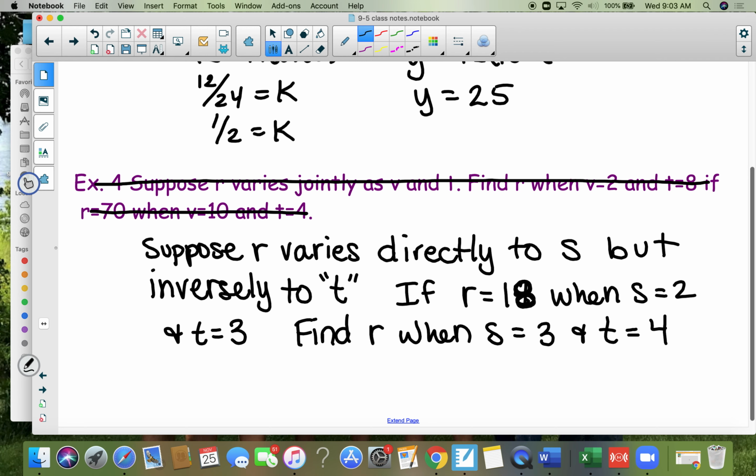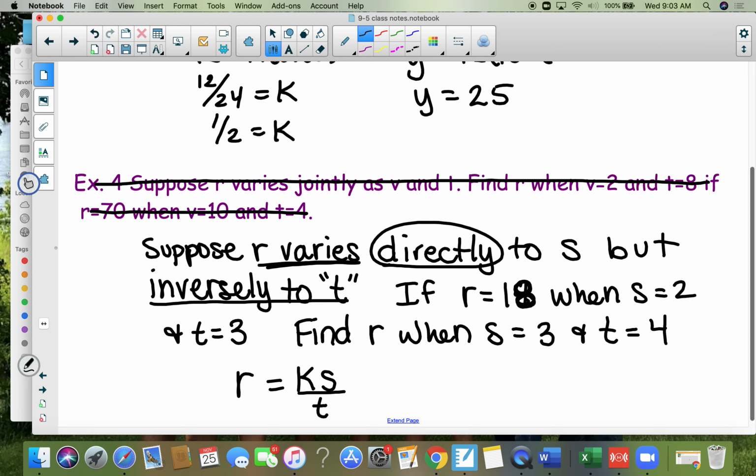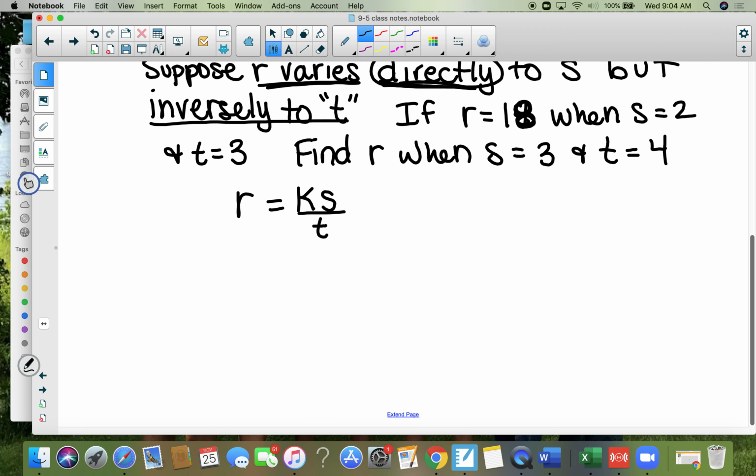Okay. This is a new one because I haven't talked about inversely, so let's talk about inversely and directly all in the same problem. So suppose R varies, so R equals, remember varies means equal, directly means to multiply to S, so you always have a letter K in the problem. Directly means to multiply, but inversely to T, that means to divide. See this equation again. R equals, directly means to multiply, so the S needs to be multiplied by K, but inversely to T. And remember, once you have the equation, you have to write it twice.